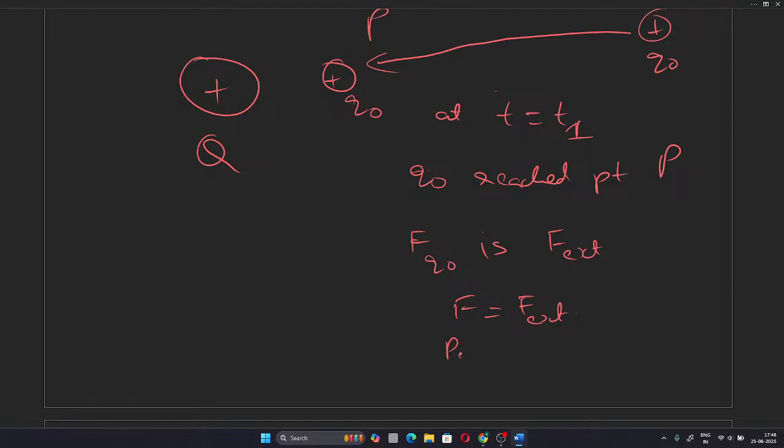Potential energy equals maximum compared to R, or in this line.